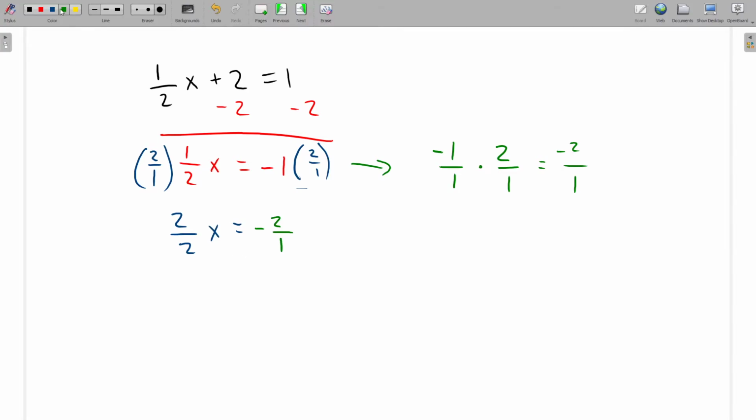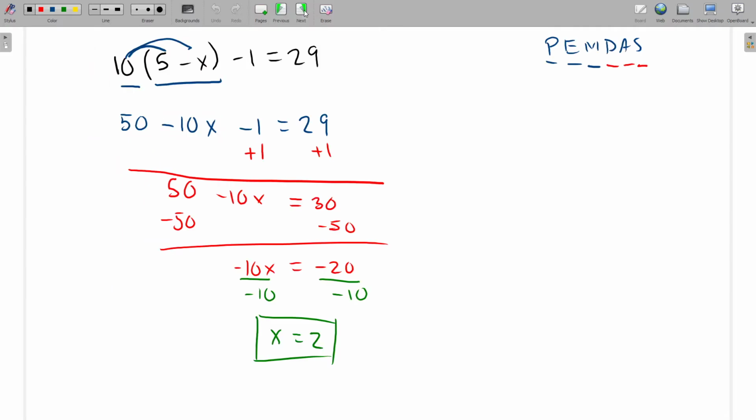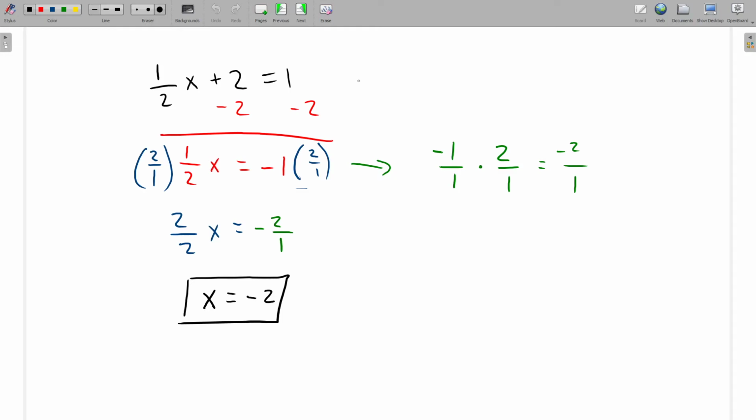And let's see what happens with this. Well, 2 divided by 2 is 1. That cancels out, which is what we wanted. That was the whole point in doing this multiplication, so that we could end up with just an x on the left. And negative 2 divided by 1 is negative 2. So there you go. 3 examples that are all a little bit different for solving linear equations, specifically one-sided linear equations.